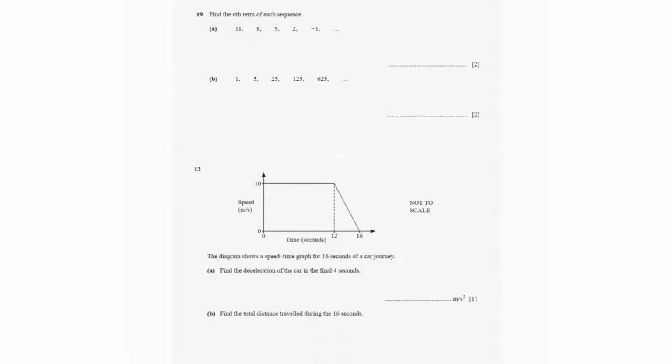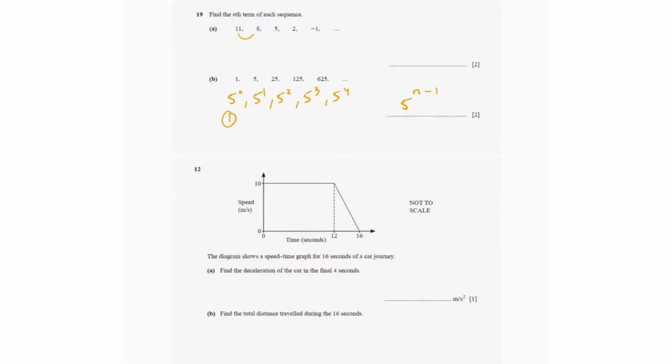here. In part B, we know anything to the power of 0 is 1. So 5 to the power of 0. This is 5 to the power of 1. This is 5 squared, 5 cubed, 5 to the power of 4. So that means your nth term is going to be 5 to the power of n minus 1, because this is the first term. So in the power, n is what term it is. Is it the first term, second term, third term, fourth term? 1 minus 1 is 0. 2 minus 1 is 1. 3 minus 1 is 2. So it's like that.